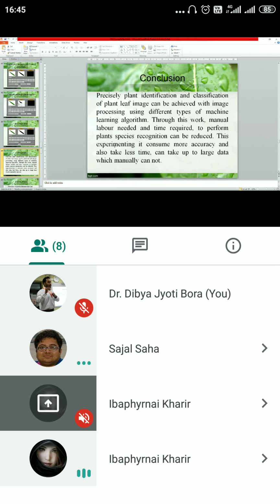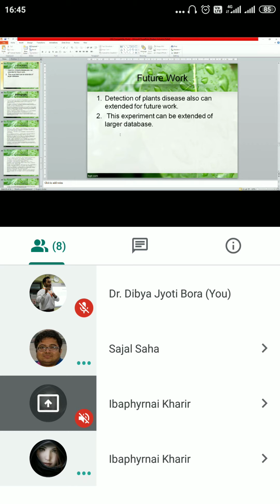So for our future work, since for now we are only identifying plant species, next it will be the detection of plant disease, since plants have a lot of diseases. So we'll try to do detection of plant disease. And also the experiment can be extended to a larger database, since for now our database is not that large.